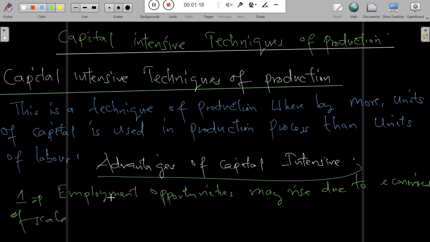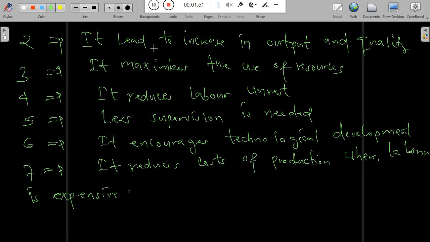One of the advantages of capital-intensive production is that it creates employment opportunities. Employment opportunities may rise due to economies of scale. Economies of scale is whereby the firm expands output while minimizing cost. These are the advantages that firms obtain after expanding production capacity.